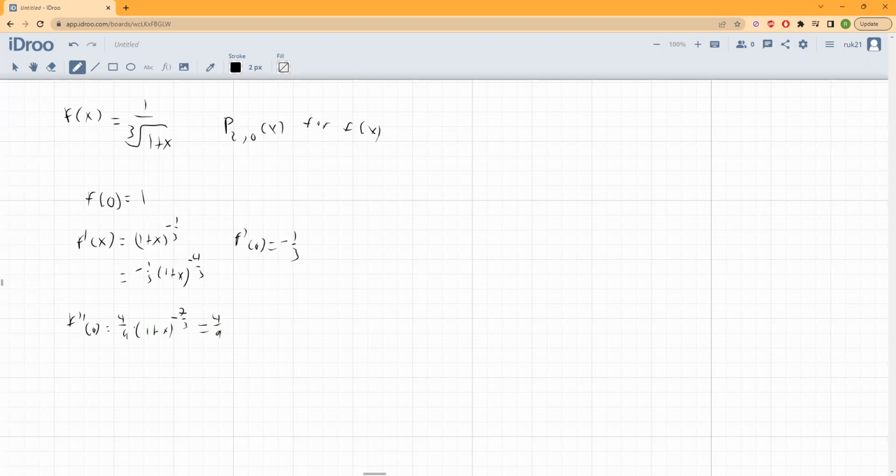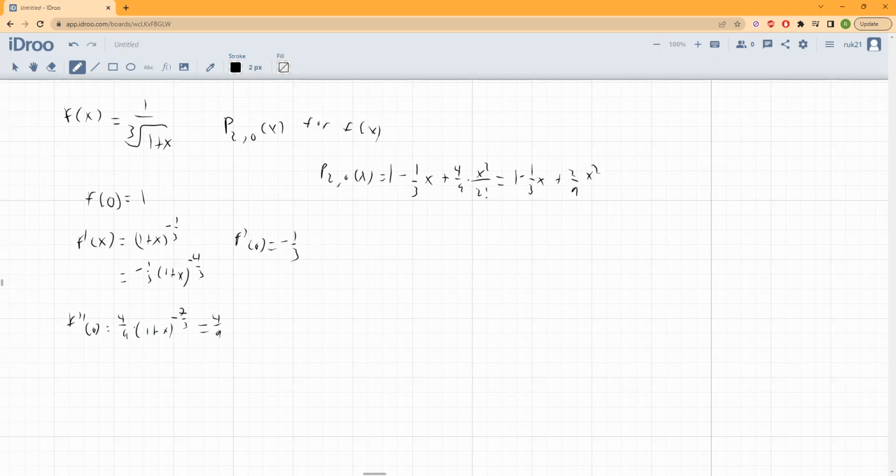So we have all the info we need. Now we just need to write it out. So P2 at 0 of x is equal to 1 plus, or in this case, it's minus. Watch out, because it's negative 1/3 times x plus 4/9 times x squared over 2 factorial. And again, if we want, we can simplify that quickly: 1 minus 1/3 x plus 2/9 x squared. And there you go. We have our Taylor polynomial.